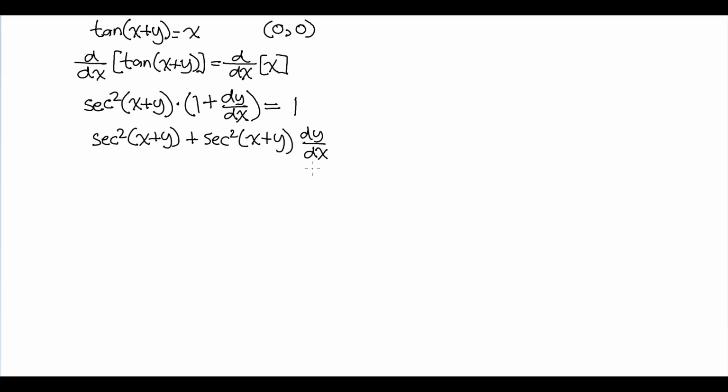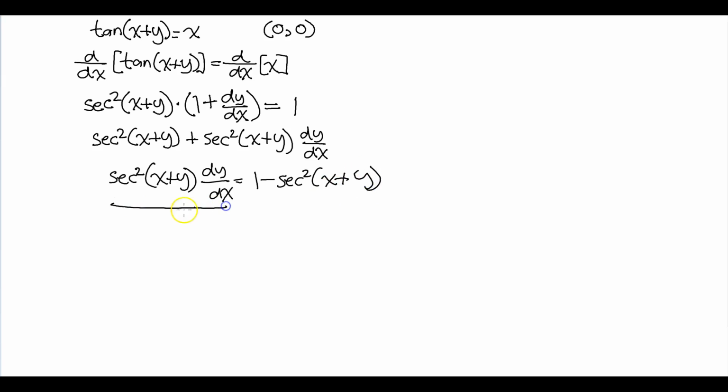And what we get out of here, we can bring this to the right. So we get secant squared of x plus y times dy/dx equals 1 minus secant squared of x plus y. And we're going to divide by secant squared of x plus y on both sides, and we get this. This is our answer.